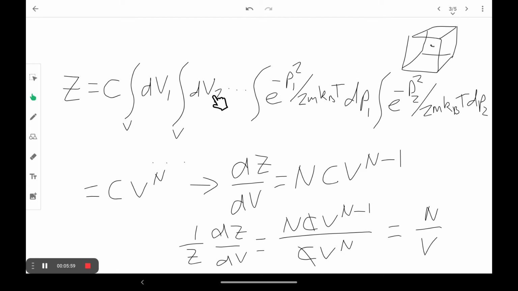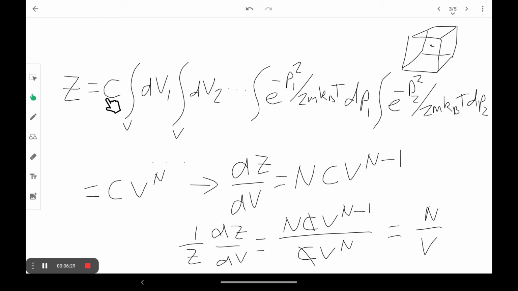So V2 would be the volume of particle 2, some small amount of volume surrounding the particle, and it could be anywhere in the box. So I have to integrate over the whole box volume. But this is just a number. This just gives me V. And I do it for 1, and I do it for all the particles, so n particles. This constant out front takes care of some other things. Maybe there's some potential energy due to gravity, but it's going to be constant throughout the whole system.